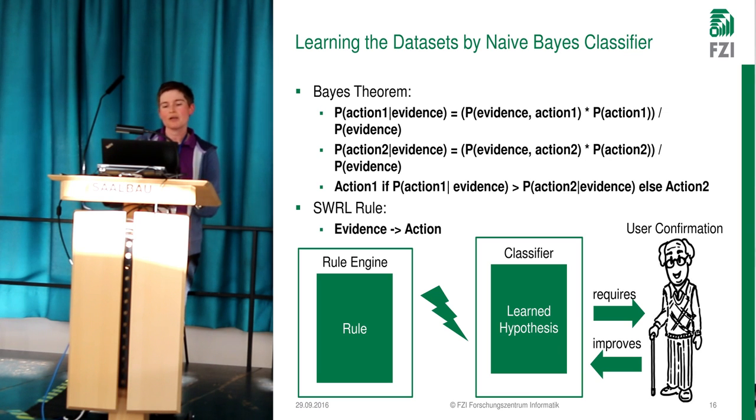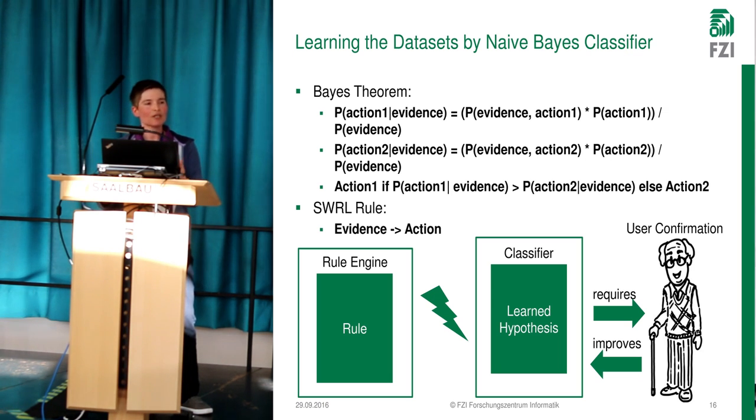And this is done by multiplying the probability of an evidence given an action by the probability of this action, and then dividing through the probability of the evidences. Then we do this for all actions which we want to classify, and compare which of these actions has the highest probability. Then we can say, okay, this is the conclusion, this kind of action shall be triggered by the Sherlock agent.